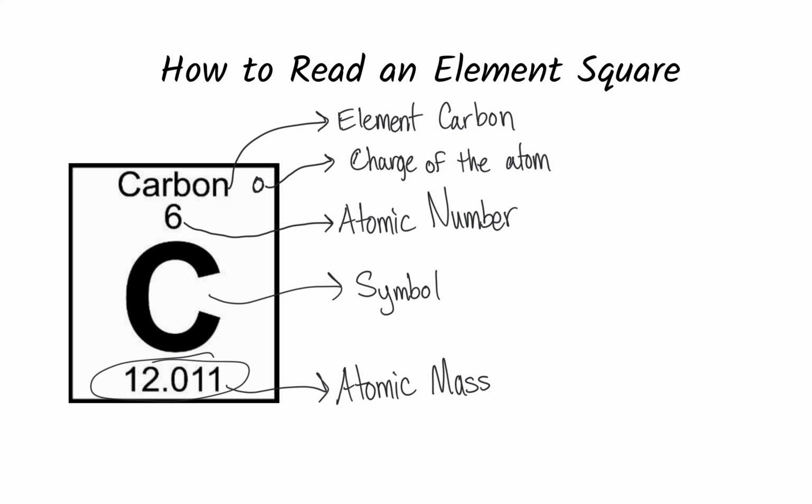Next, we're going to show you how to calculate the number of protons, neutrons, and electrons given this element square. So first, to solve for the number of protons, all you need to know is the atomic number. The number of protons equals the atomic number. And remember, that's the smaller of the two numbers on that element square. Carbon's atomic number is 6. It has 6 protons. Nitrogen's atomic number is 7. Nitrogen has 7 protons. That's how we find the number of protons.